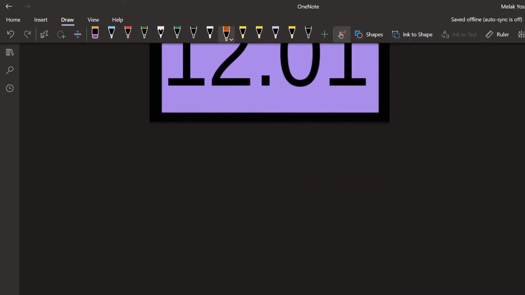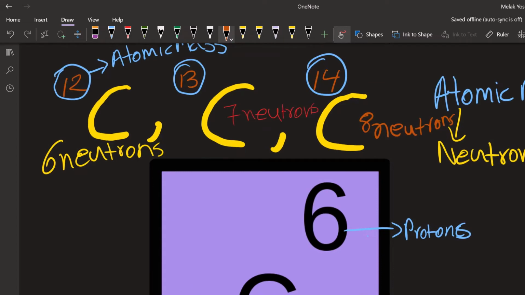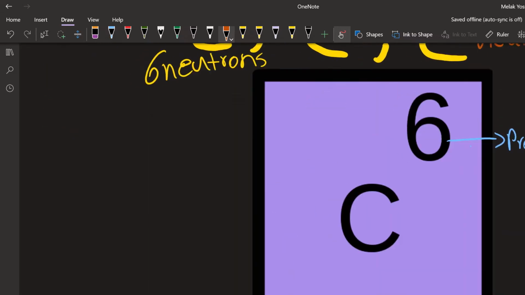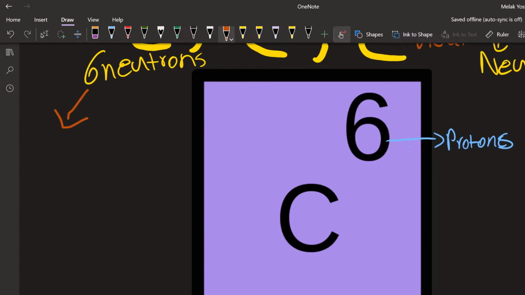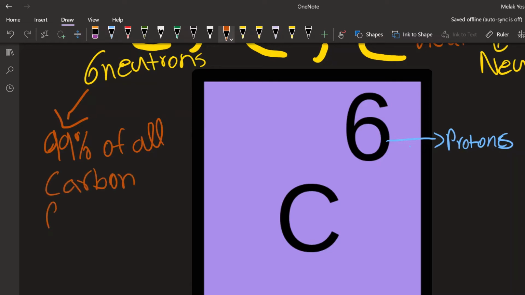Now, as you can tell, that's closer to the mass of the C12 isotope than it is to the C14 and C13 isotopes. Why is that? Because C12 makes up 99% of all carbon found in nature. That is called natural abundance, carbon found in nature, right?